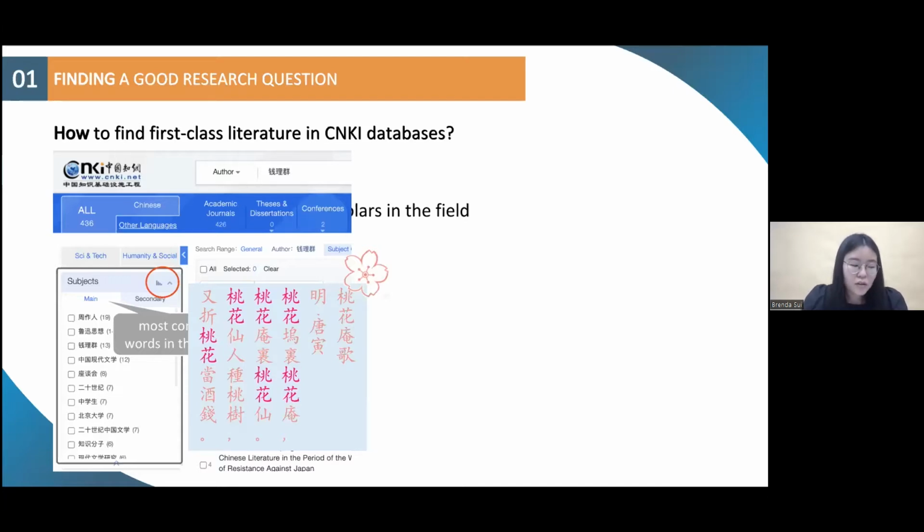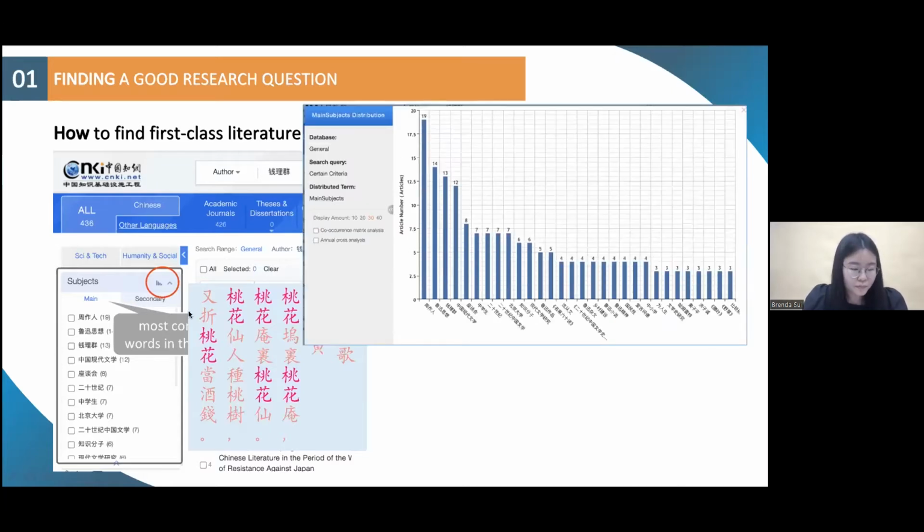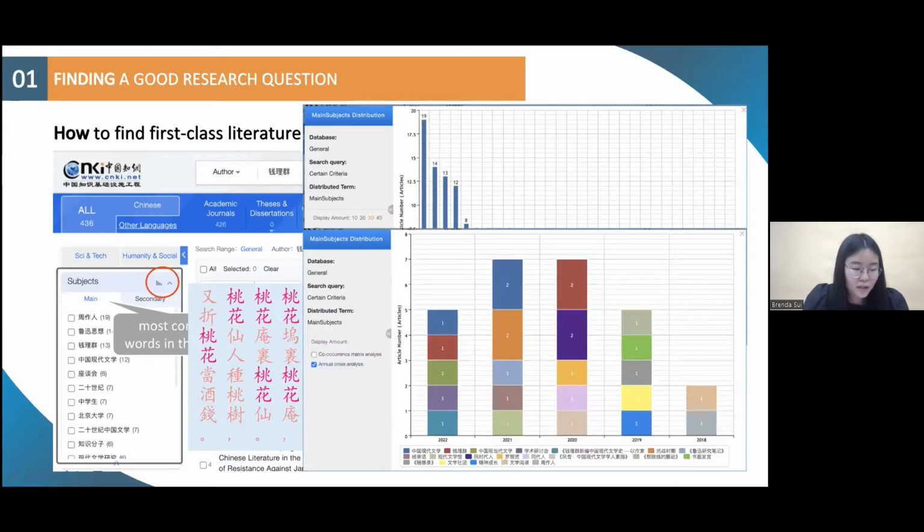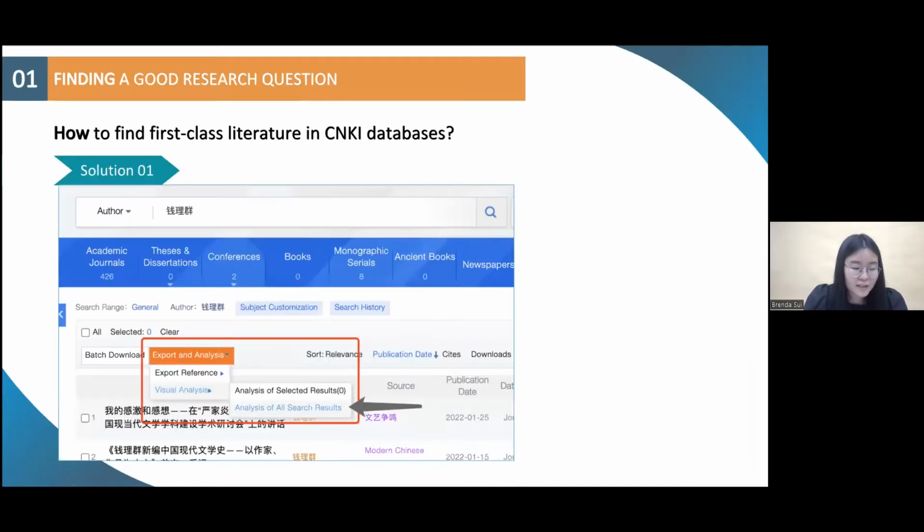You can also click the button here and get visual analysis. When we select annual cross-analysis, we can see how the subjects are distributed over the years to check what Professor Qian has paid attention to. Well, besides subjects, we can also do a general analysis of Professor Qian's works.